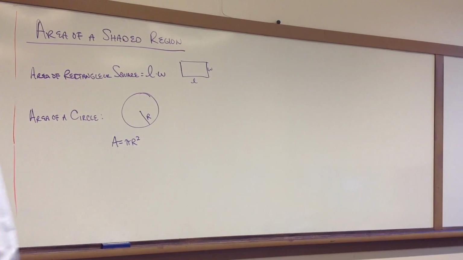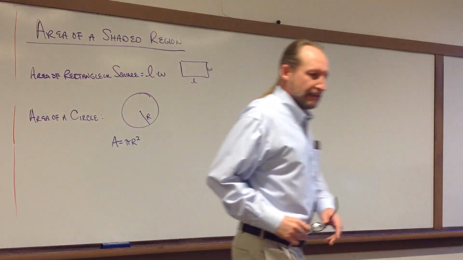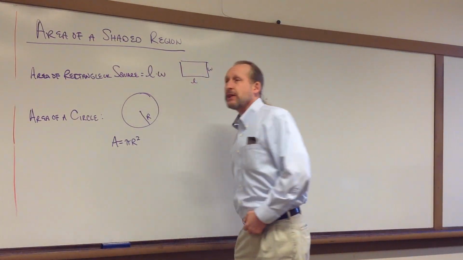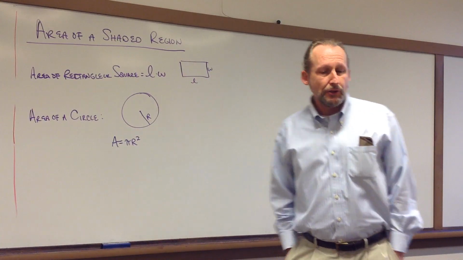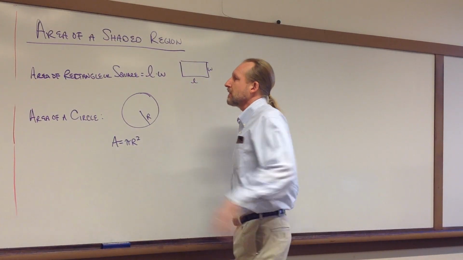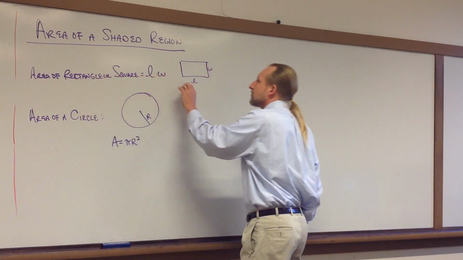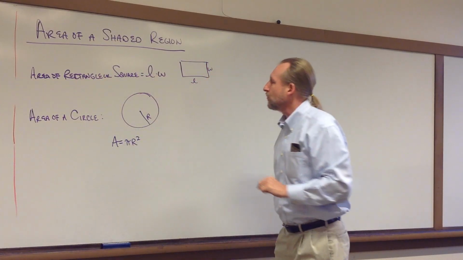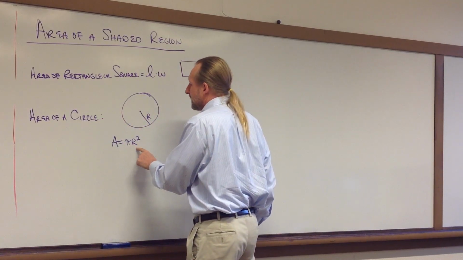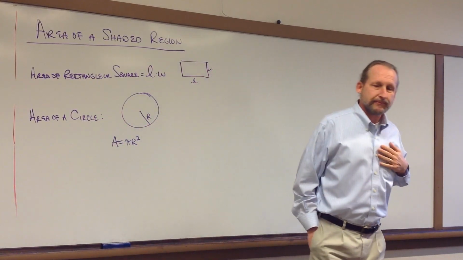So this video is for Math 60, and this is for the assignment where we're working with the area of a shaded region. Two important formulas to understand before we get started are the area of a rectangle or a square, which is the length times the width, and the area of a circle, which is pi times the radius squared.